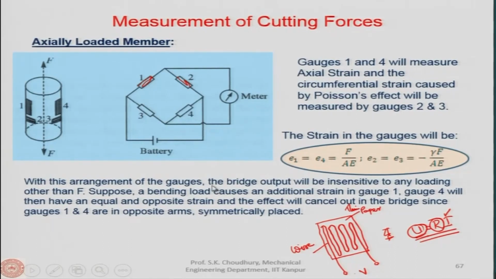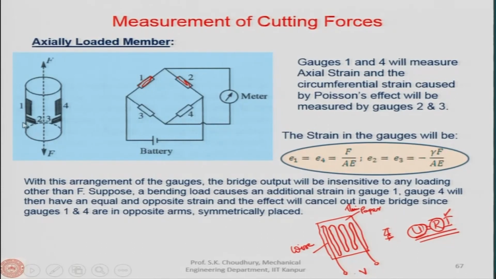With this arrangement of the gauges, the bridge output will be insensitive to any loading other than F. What I mean is that suppose there is a bending load. When there is a bending load, that causes an additional strain in gauge 1. Now, gauge 4 in that case, since they are dimensionally opposite, will have an equal and opposite strain because of the bending force, let us say.